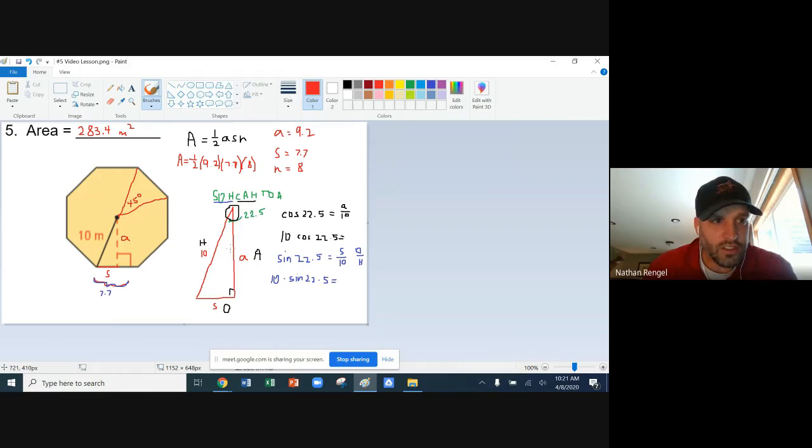So each of these in this section will be given the radius, and you'll use your SOHCAHTOA to help you find those missing sides. Just keep in mind that when you do find the opposite leg here, that's only half the side of an octagon, so you will need to double that, which is timesing by 2. Hopefully this helps.